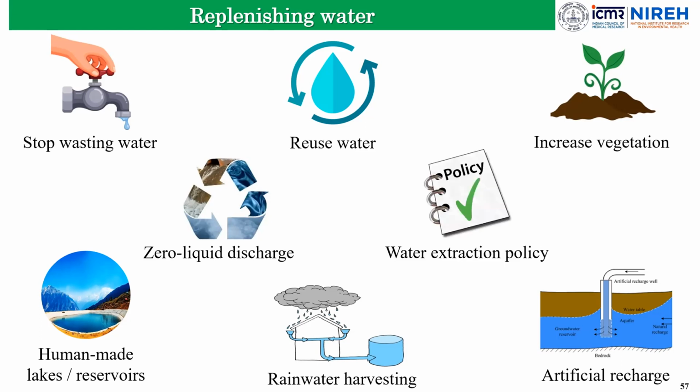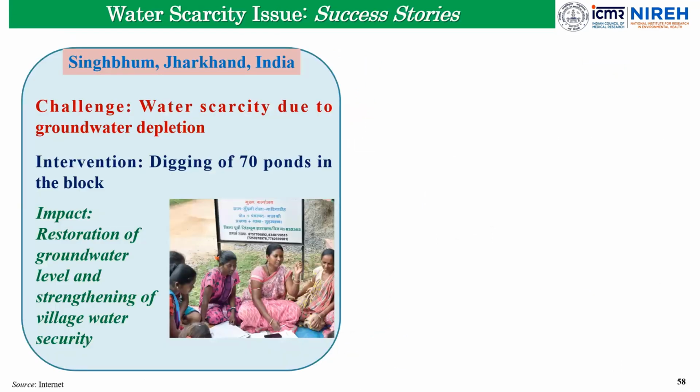Then water extraction policy. This is a policy matter at the level of government. They must have some water extraction policy, so that whatever water we are extracting from the ground should not go beyond a certain limit. So these are some of the ways through which we can replenish water and get some solution for the water scarcity. And I have also found some case studies in this as well.